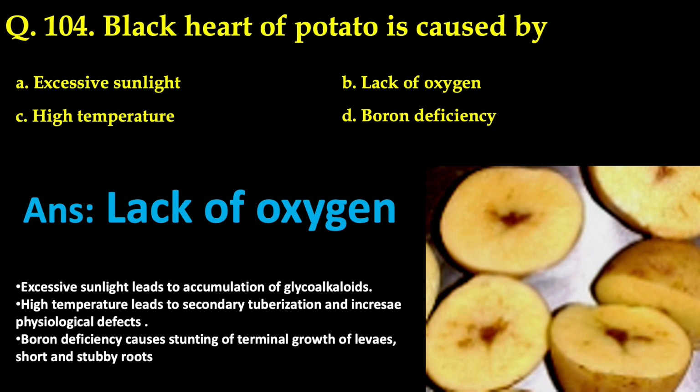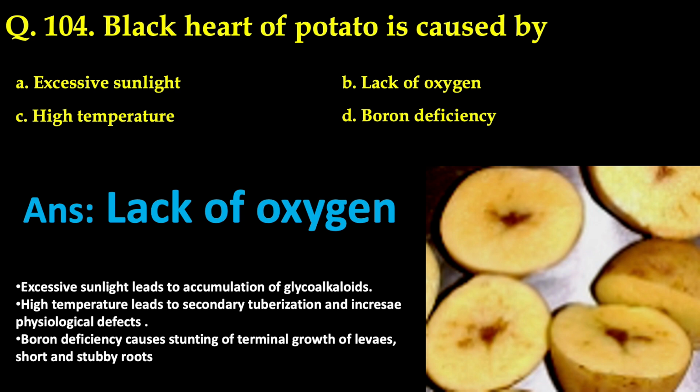In case of excessive sunlight, it has been proven that under the influence of sunlight, potato tubers turn green and the accumulation of glycoalkaloid increases. And high temperature can greatly reduce potato productivity. It can reduce yield, cause secondary tuberization and increase physiological defects on tubers. Please try to remember, higher temperature favors distribution of dry matter to the foliage rather than to the tuber, leading to late maturing crops.